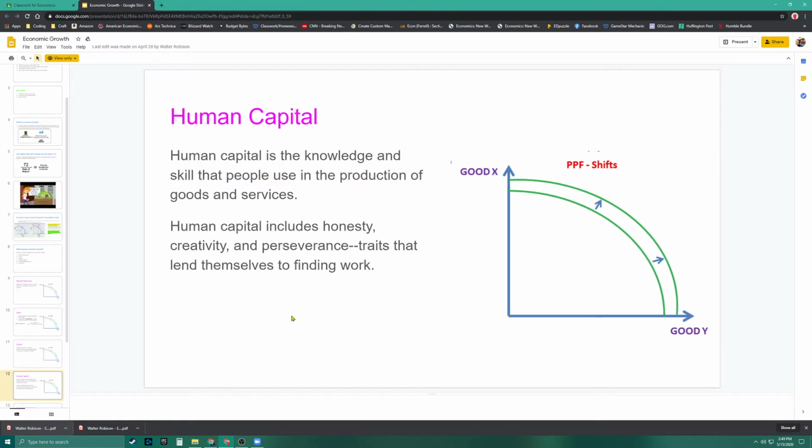Then you have human capital, and that's the knowledge and the skills that people acquire. So it's your experience. But human capital also includes things like honesty, their ability to be creative in coming up with solutions to problems, and then their perseverance, meaning their ability not to just say, I can't do this, I'm done, and to keep going and figuring things out. Do not undervalue honesty, creativity, perseverance, because your employers don't.